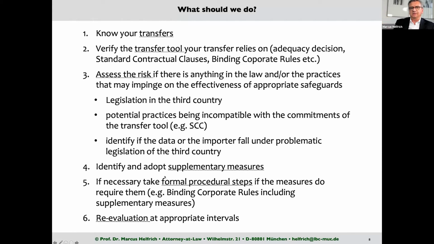And last step, we have to re-evaluate our measures at an appropriate interval. Are they still appropriate? Are they still necessary? Or maybe are there additional supplementary measures necessary? So what all this shows, these 6 steps, is that it's a process. It's an ongoing process, and nothing we can fix right now and then forget for the future.